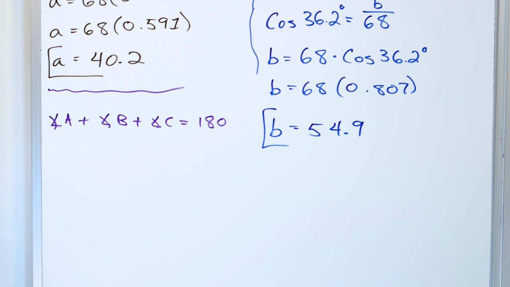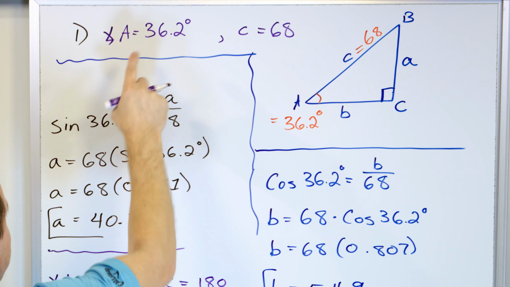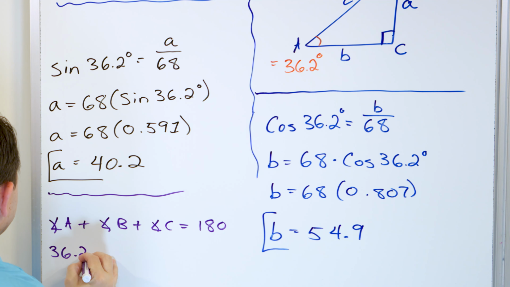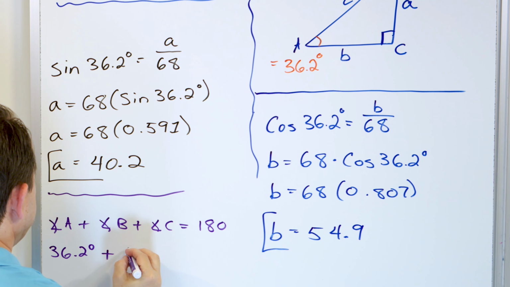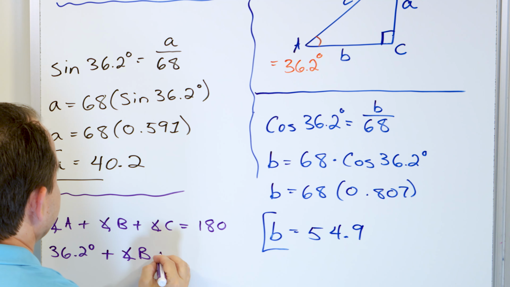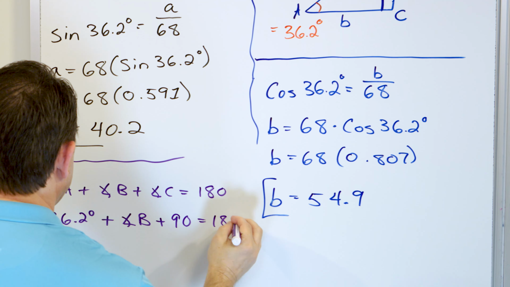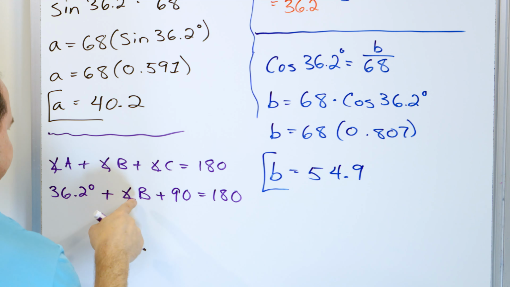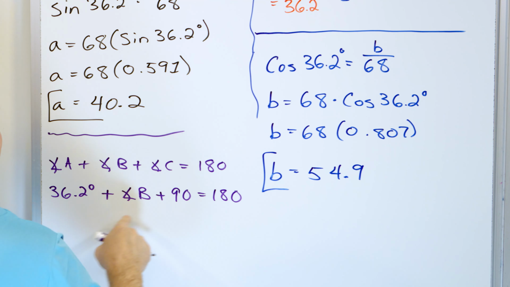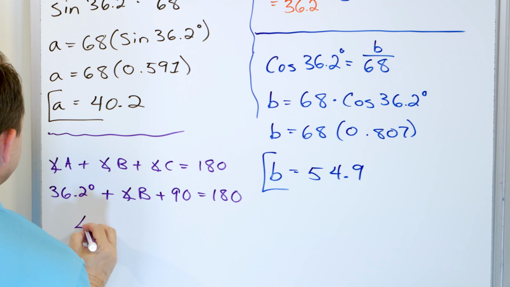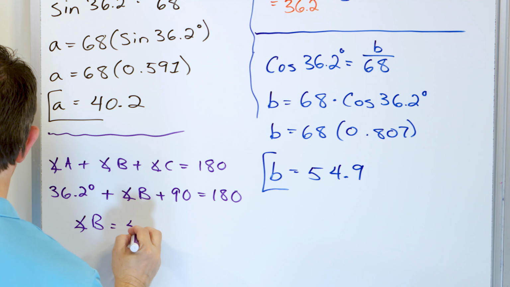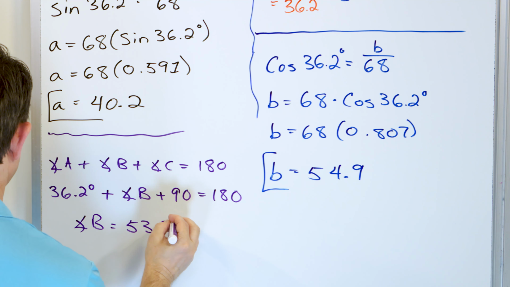Any triangle at all, actually. Now, measure of angle A was 36.2 degrees. Measure of angle B is what I don't know. And the measure of angle C here is 90 degrees. So put the 90 in here, and that's got to equal 180. The way you solve this is you take the 180, subtract 90, and then subtract 36.2, and angle B works out to be 53.8 degrees.